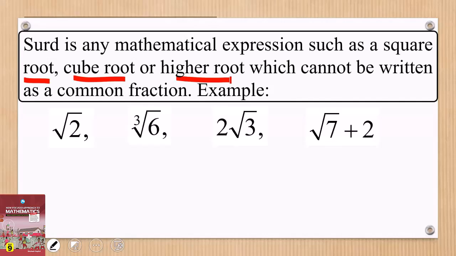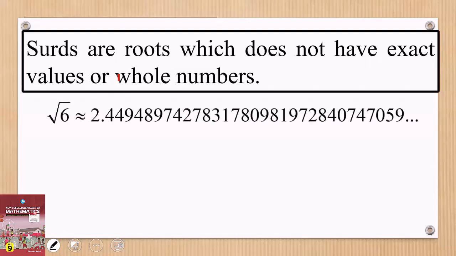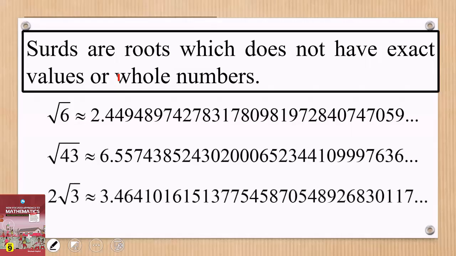So any number that goes under square root or cube root or higher root can be called a set, that is, if it cannot give you a simple answer. So in a nutshell, sets are roots that do not have exact values or whole numbers. Look at √6. It has no exact value or whole number. Look at √43. Look at 2√3 and so on and so forth.